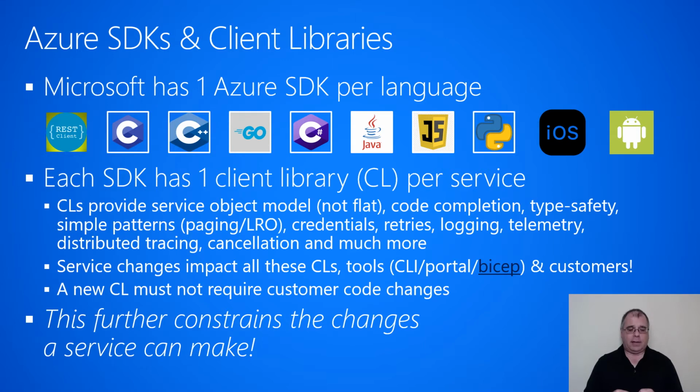A new client library must not require any customer code changes in order for the customer to have a good experience. And having these client libraries further constrains the kind of changes that a service can make. I talked about enums earlier in the course, for example. A service might use enums in its OpenAPI specification, but because of the way client libraries in various languages handle enums, there are a lot of potential problems with using enums.